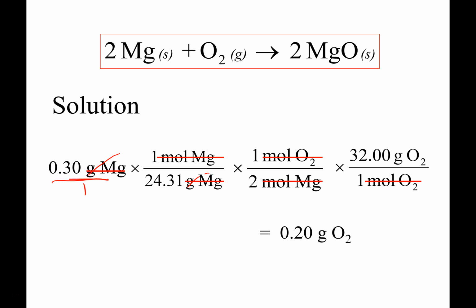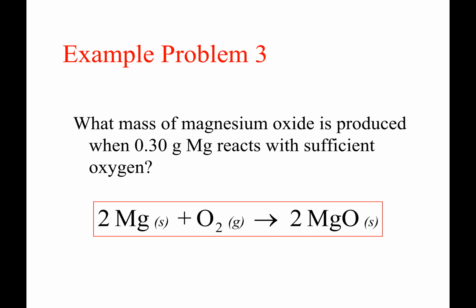All right, let's do another one. Let's do a related problem. In this case, it asks what mass of magnesium oxide, so question mark grams under my magnesium oxide, is produced when we have 0.30 grams of magnesium. Notice this says, and we'll talk about this more on Friday, when it says you have sufficient oxygen, that means you have enough. And actually, in the problem we just did, your enough would be what? 0.20 grams? You have at least 0.20 grams.